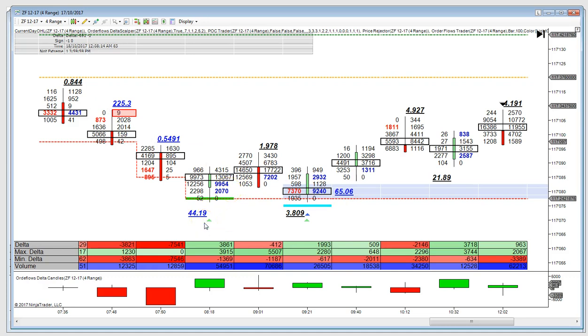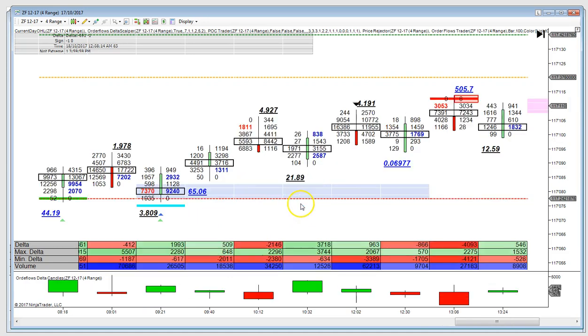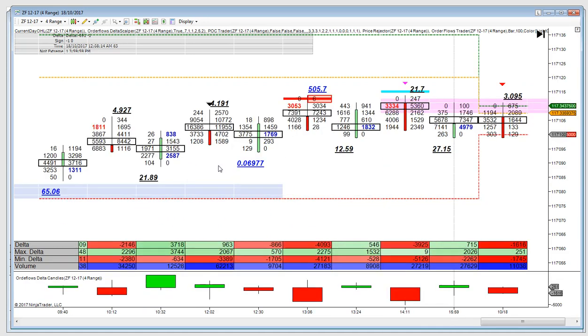You've got ratio and divergence here, price rejector here, Delta Scalper here, point of controls toward the bottom, and you rally up from the 09 area all the way up here to the close at, I don't know what that is, 9.5, 10.5.